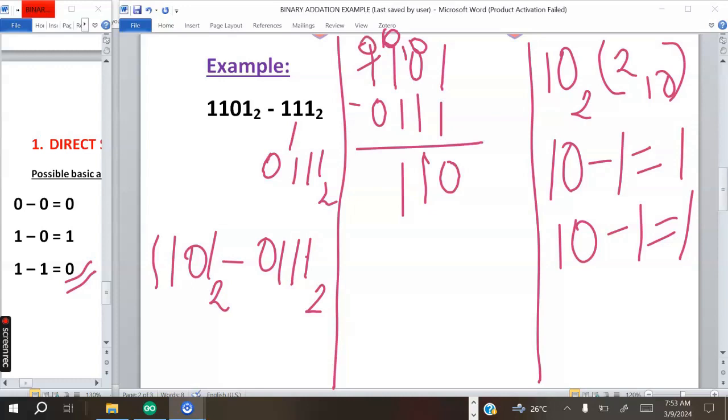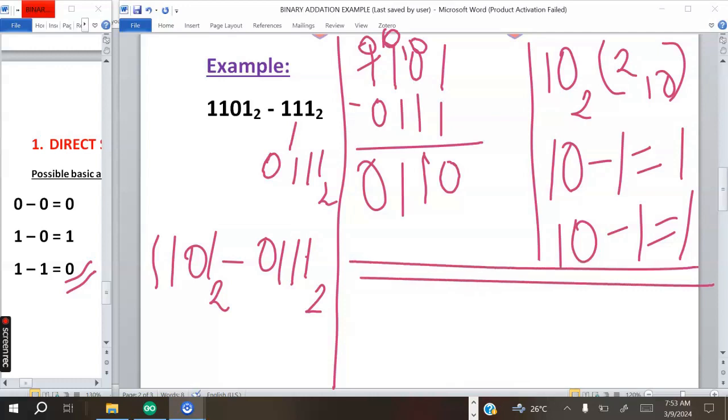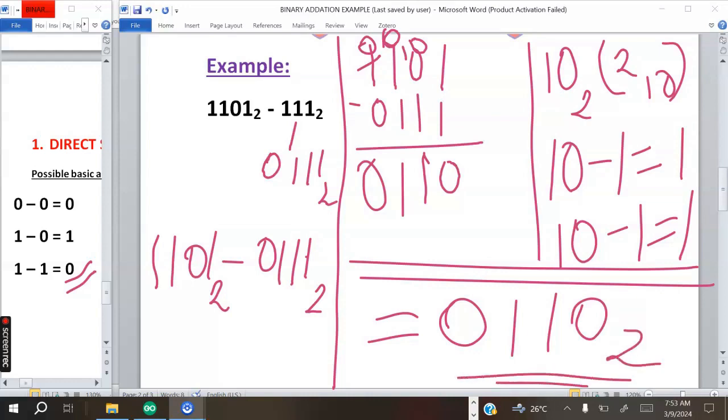Now this one takes us to this rule: 0 minus 0 is equal to 0. Since we borrowed the 1, it remains with the 0. Therefore, we have this 0 minus the 0, we get 0. Therefore, the answer that you're supposed to give to your lecturer is 0110 base 2. So this is the final answer for our case.